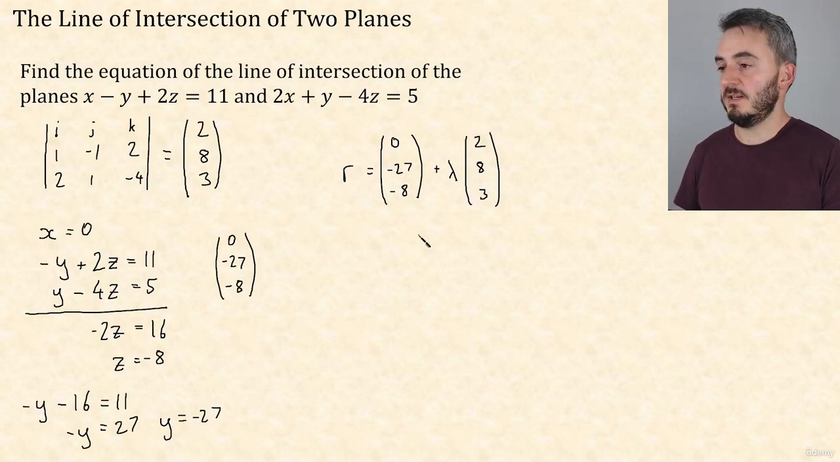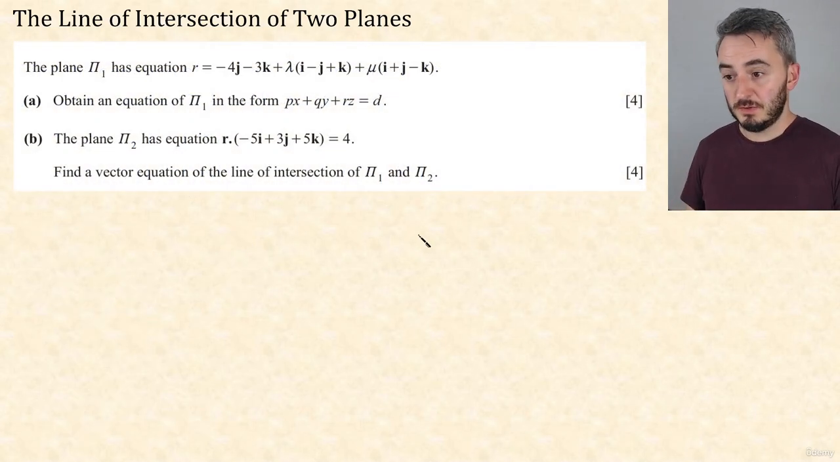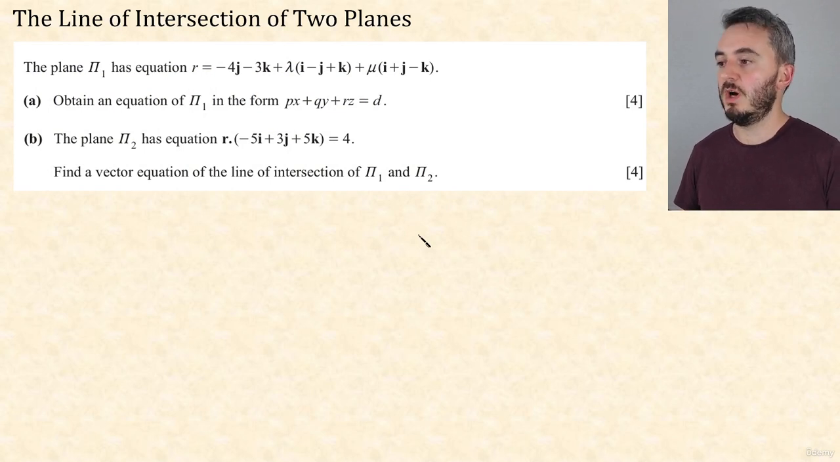So let's put that into practice with an exam problem. Do pause the video and try this yourself first. The plane pi1 has equation r equals minus 4j minus 3k plus lambda times stuff plus mu times stuff. So we've got that in vector form. Obtain an equation of pi1 in the Cartesian form.